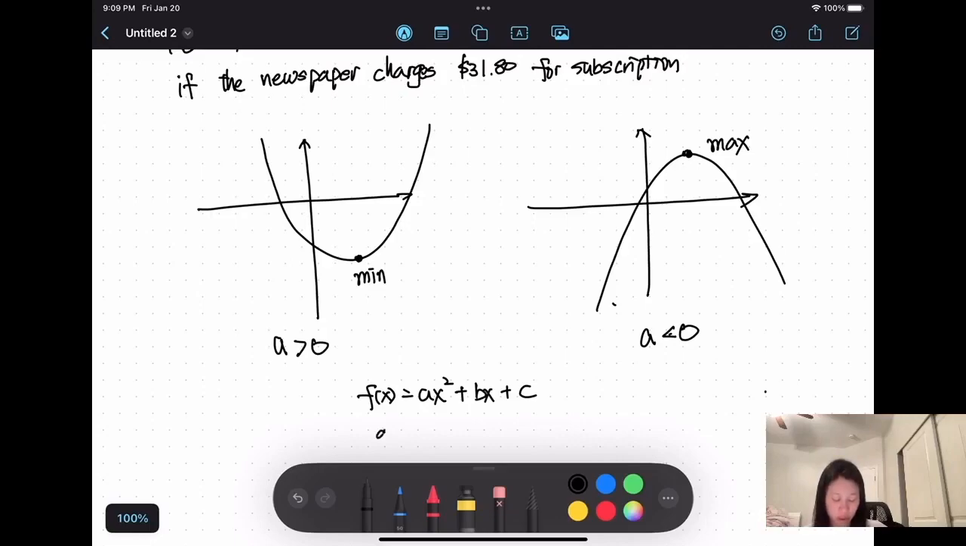Remember what a is: in the standard form, a is the coefficient of x squared. If it's the vertex form, a is the coefficient in front of the parentheses with x minus h in here.